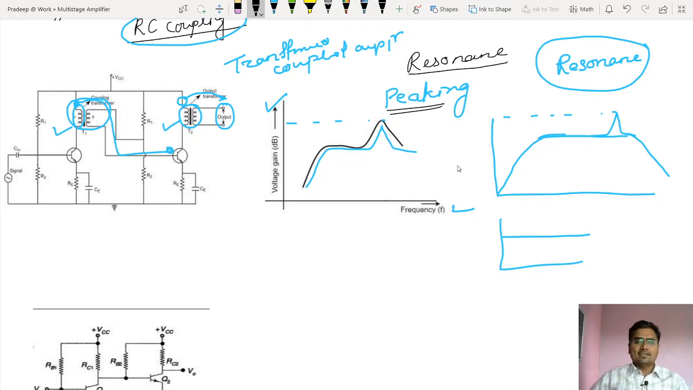So that's why this transformer coupling has a sudden peak in its frequency response, and that sudden peak is not desired at all. Nobody wants the amplifier gain to be suddenly constant and then suddenly shoot out. I don't want that shoot in the gain. So that's why this transformer coupled amplifier is less preferred.